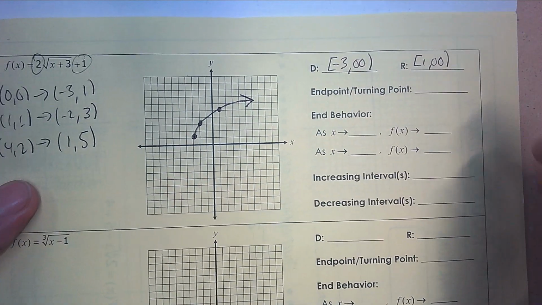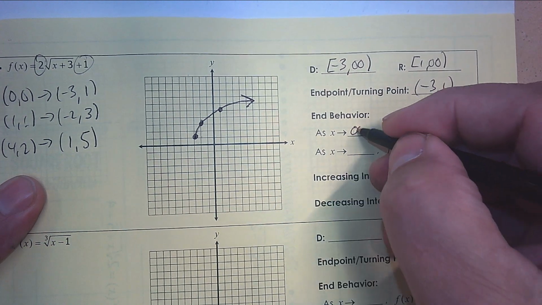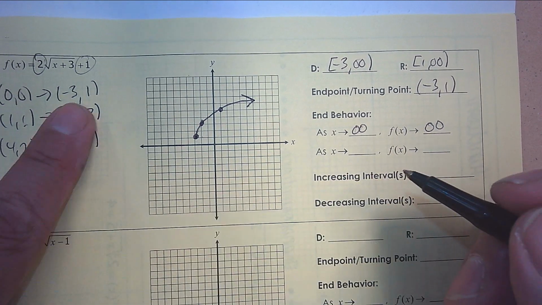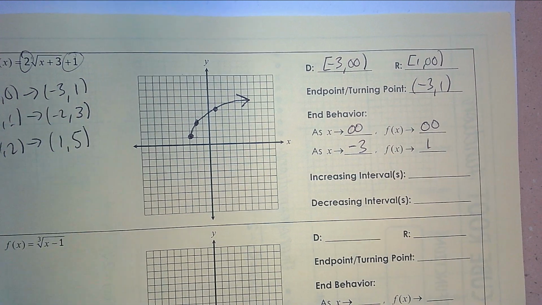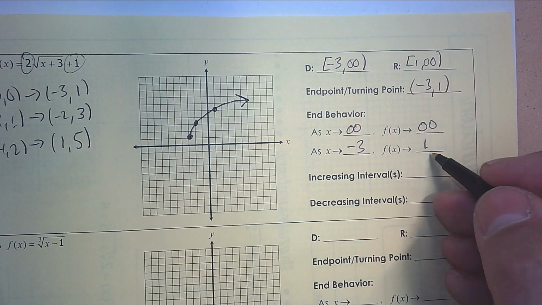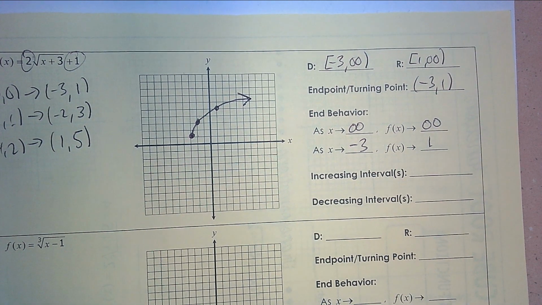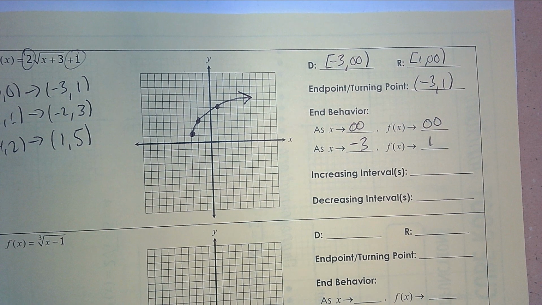Our starting point was at -3 and 1. So as x approaches infinity, the function approaches infinity. The second part comes from your starting point. So as x approaches -3, the function approaches 1. Increasing, well, for number 7, the whole function is increasing.